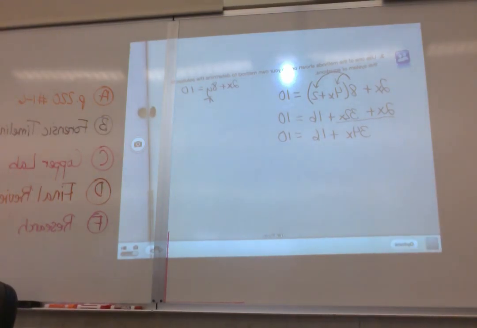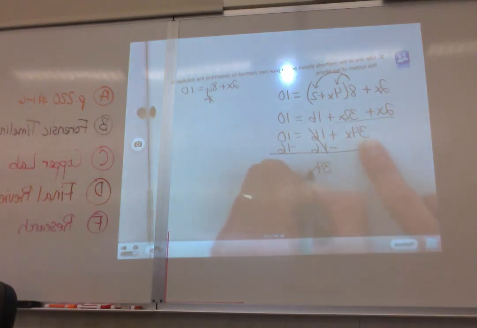Again, we're trying to get x's on one side, numbers on another. So I have a plus 16 I'm going to want to move. How should I move that? It's a positive, so I want to cancel that out by subtracting. Plus, minus, they cancel. That leaves the 34x by itself equals negative 6. I'm going to divide by 34, divide by 34. That doesn't divide, but it does reduce. I can divide them both by 2, negative 3 over 17.